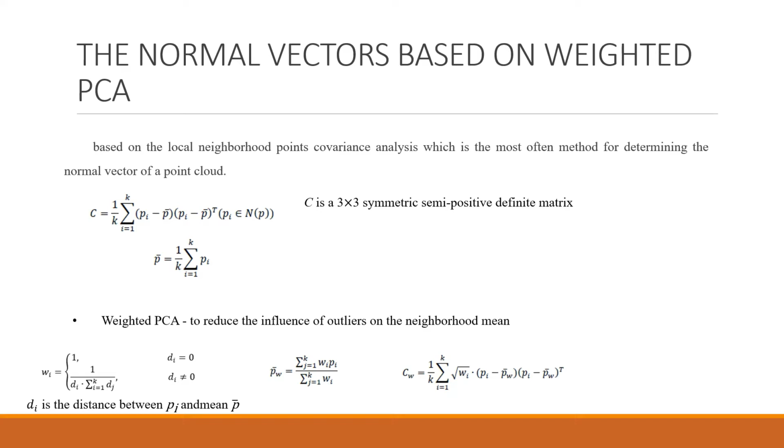Okay, so first of all, we calculate the principal component analysis, or PCA. The normal PCA used by a lot of authors is given by this formula. But we use the weighted PCA introduced by Jia. Here C is the covariance matrix, P-bar is the mean of the neighborhood, and P_i is the data point. For weighted PCA, the matrix C is now called C_W, where W is the weight calculated by this formula.